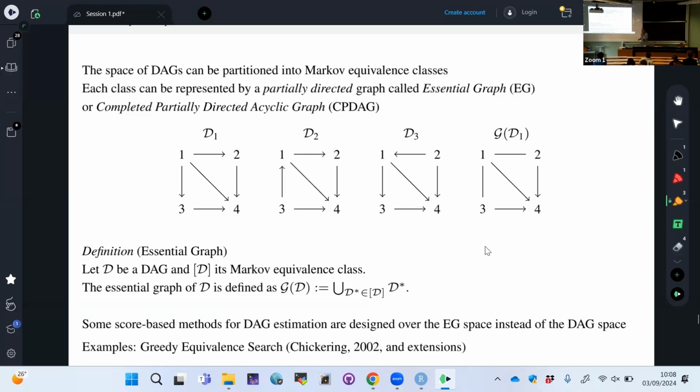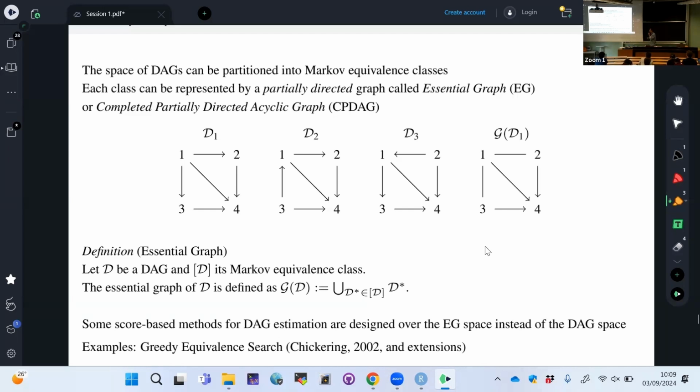But we may have edges which always have the same orientation in all DAGs within the equivalence class. For example, those that are involved in a V-structure, 2, 3, 4. They always have the same orientation, so even if you take the union, you will end up with directed edges. And there may be other edges, like 1, 4, that even if not directly involved in a V-structure, for some reason, we will go back to this later, they always have the same orientation. 1, 4 is an example, and then you have 1, 2, 4 in the essential graph as well. So this essential graph is a partially directed graph.